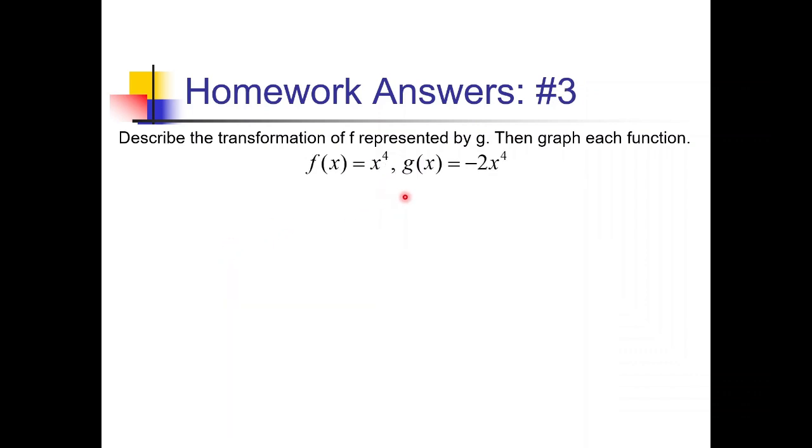For this transformation, we have a negative 2 outside the function, so that's going to be a vertical change all the way. The negative makes it a vertical reflection. The 2 makes it a vertical stretch. So vertical reflection and a stretch. So let's look at the parent table for x to the fourth.